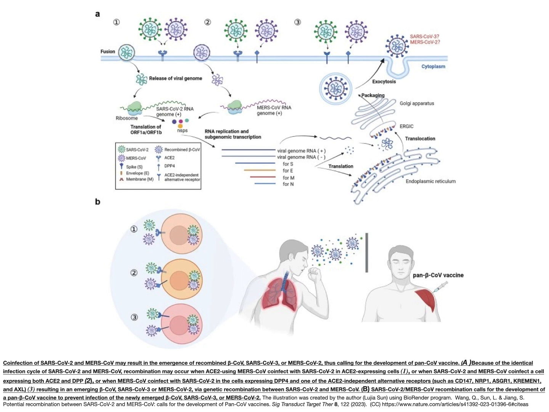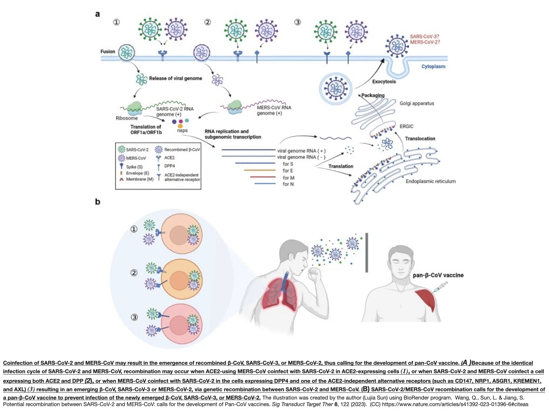Co-infection of SARS-CoV-2 and MERS-CoV may result in the emergence of recombined beta-CoV, SARS-CoV-3, or MERS-CoV-2, thus calling for the development of pan-CoV vaccine. A. Because of the identical infection cycle of SARS-CoV-2 and MERS-CoV, recombination may occur when ACE2 using MERS-CoV co-infect with SARS-CoV-2 in ACE2 expressing cells.